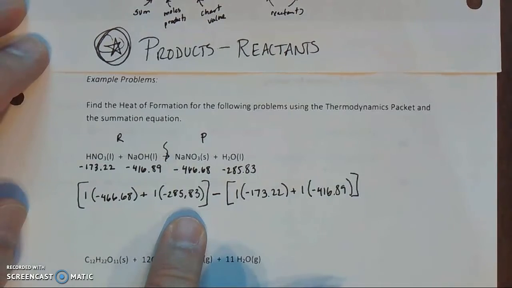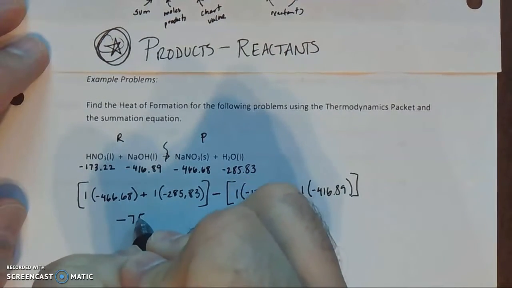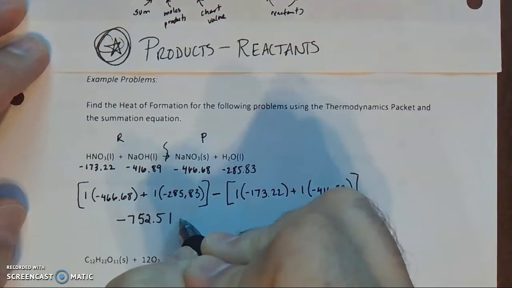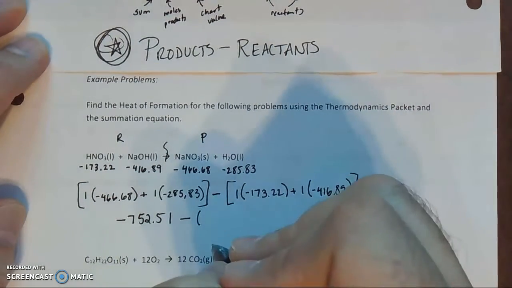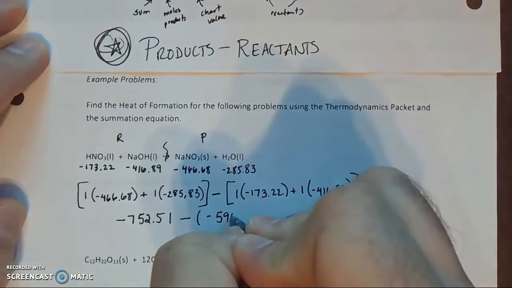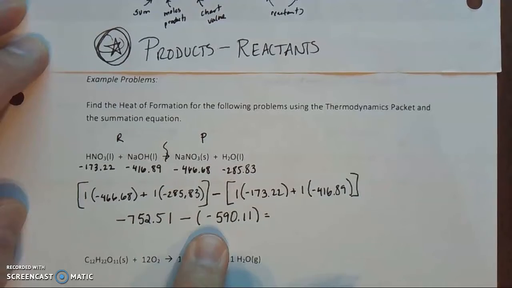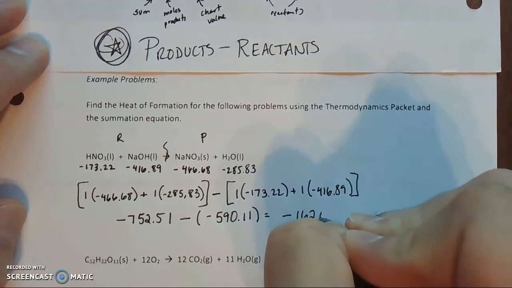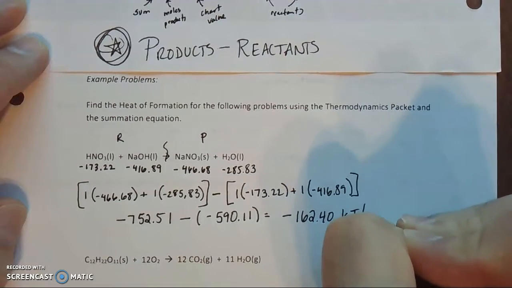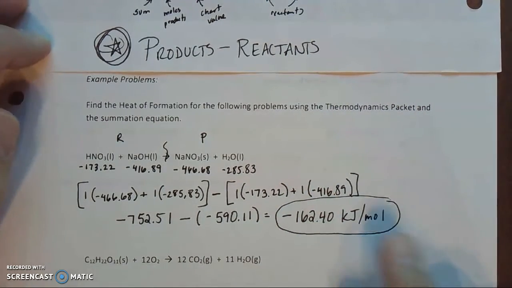So do what's in the parentheses first. Write out your steps. So I have negative 752.51 minus the sum of what's in these brackets, which is negative 590.11. So minus a minus would mean that we add these together, and we get negative 162.40 kilojoules per mole. If you forget what unit is supposed to be on there, it is on the purple chart.